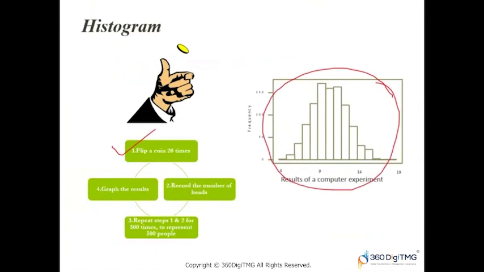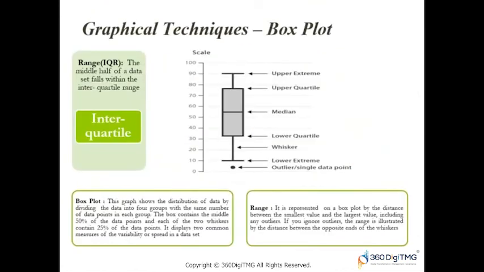And if I do this experiment a million times, billion times, trillion times, then this would look symmetrical. That is called the concept of central limit theorem. I'll not discuss that in detail now. Let us look into another graphical technique which is called a box plot.